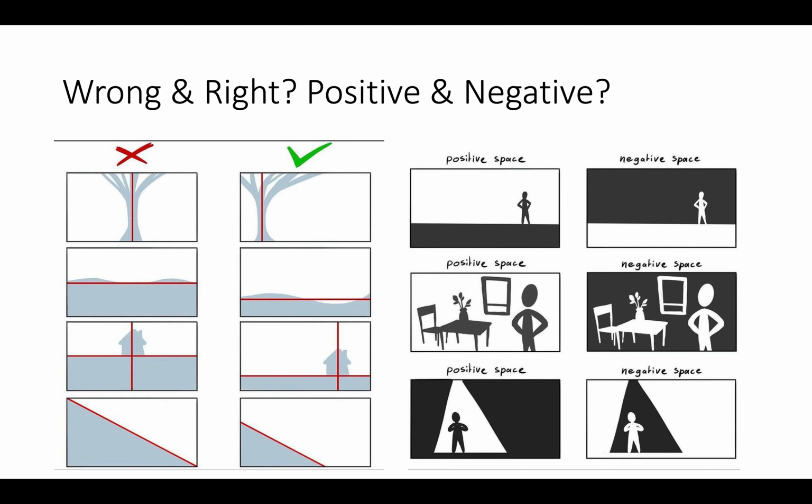Okay, so right and wrong, positive and negative. There are a few examples here I've got of particular framings and compositions that you might want to try. Now, of course, I said earlier, these are rules made to be broken, so although this has got a big red cross above it, it doesn't mean you can't frame like this. Of course you can frame however you like.